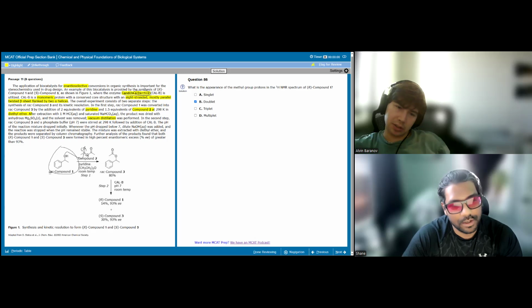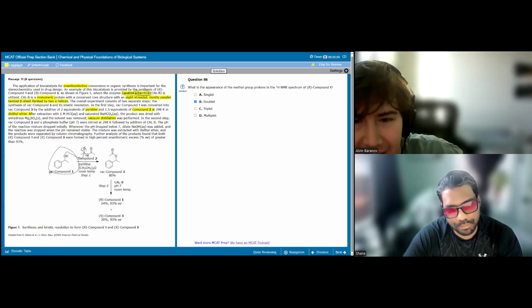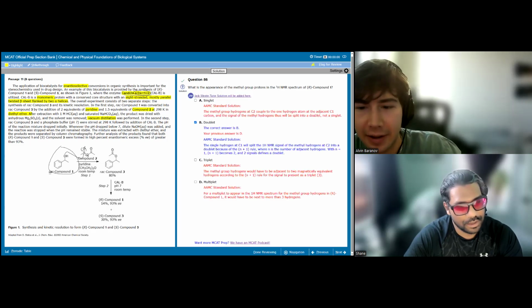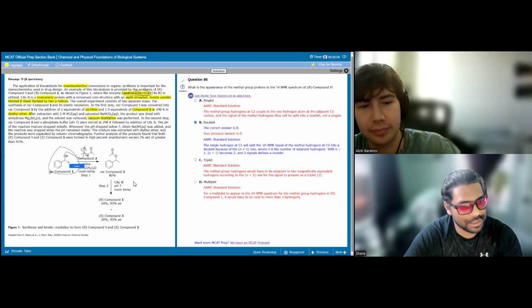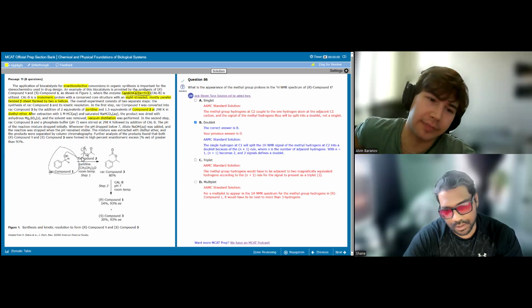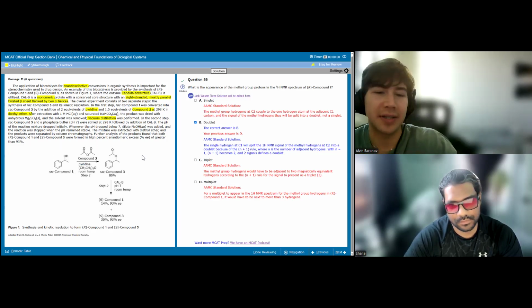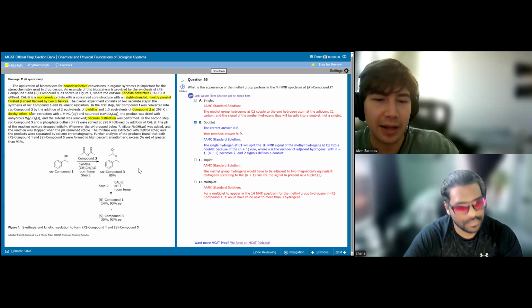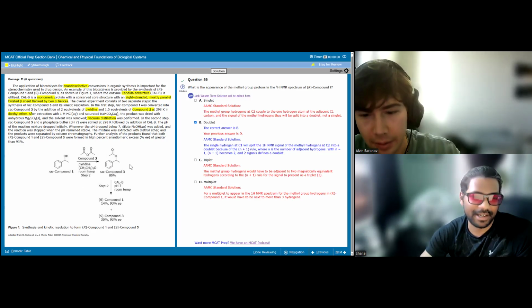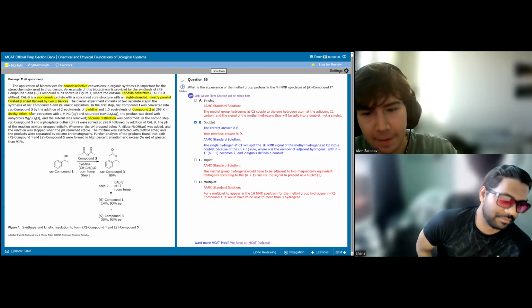What's the appearance of the methyl group? It makes sense now. This is the methyl group and it has one hydrogen neighbor. So n plus one, it's a doublet. Got it. That makes way more sense, because for some reason I was looking at rac compound three.